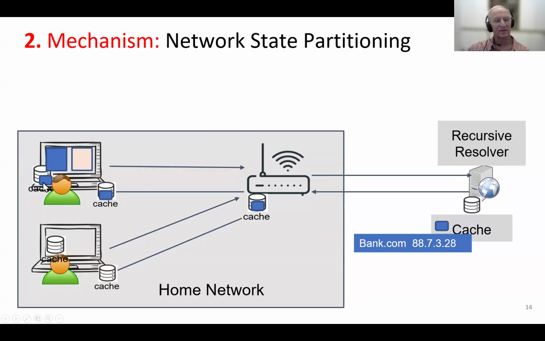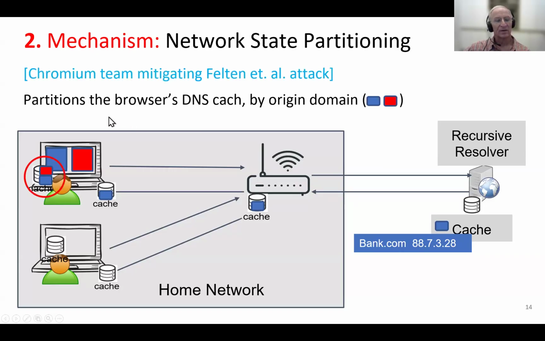Something that comes to our rescue is a technique in the browser cache, which is network state partitioning. Essentially, we have a different cache segment for different origins. If you ask for a domain from one origin or from another origin, it is stored in different parts of the DNS cache of the browser. So this helps us. This was actually developed by the Chromium team and other browser teams as a response to an attack mounted by Felten et al. earlier. So this comes to save us and helps us in mounting the attack because we have different caches for different origins.